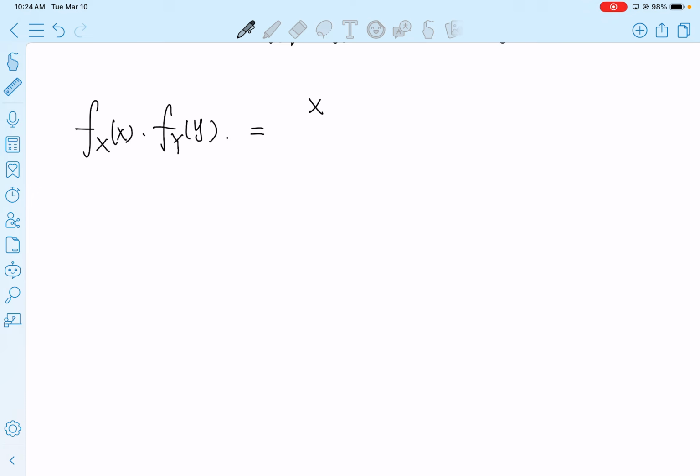So now let's bring in the gamma distribution. We have x to the power of alpha 1 minus 1, multiplied by e to the negative x over beta, over the gamma function of alpha 1 multiplying by beta raised to the power of alpha 1. Okay, so that's the marginal for x. We also need to multiply by the marginal of y.